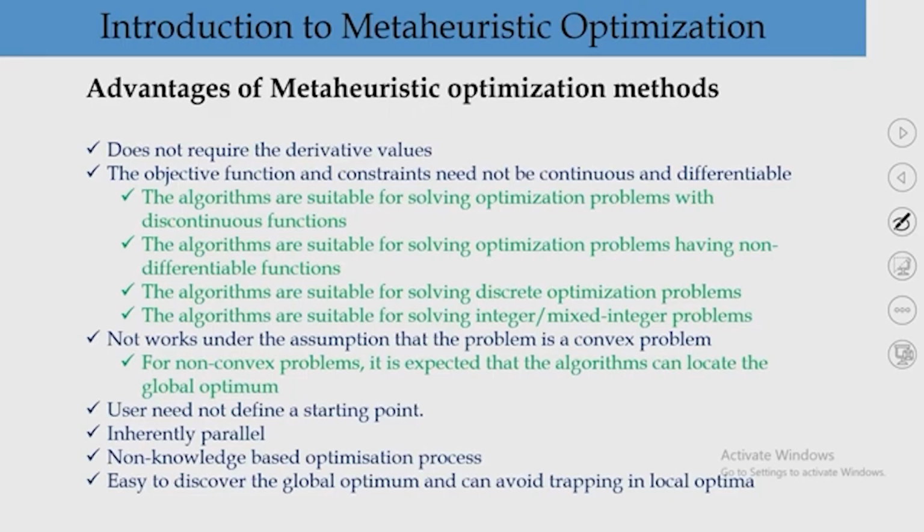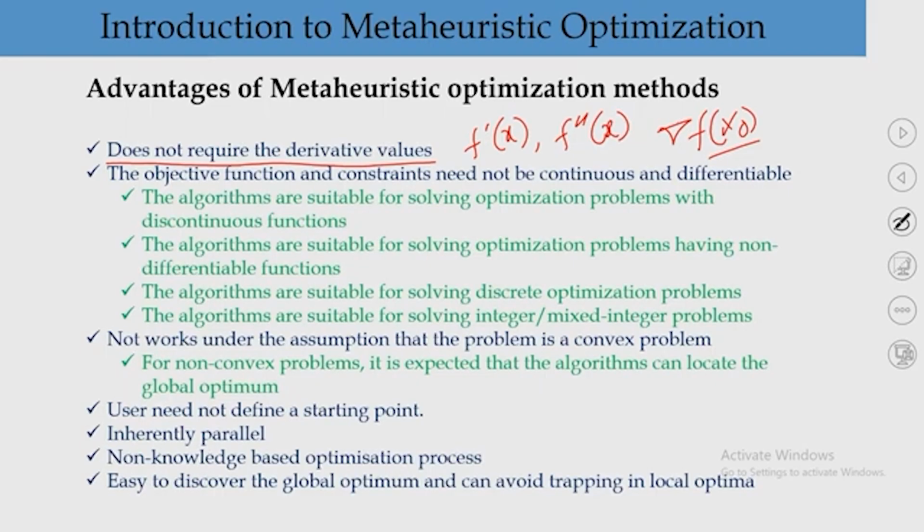Now, let me discuss the advantages of metaheuristic optimization methods. The first advantage is that it does not require the derivative value. We do not use the derivative value, either first derivative or second derivative. I need not calculate the derivative value. This is the main advantage of metaheuristic optimization methods. I do not need the derivative information.